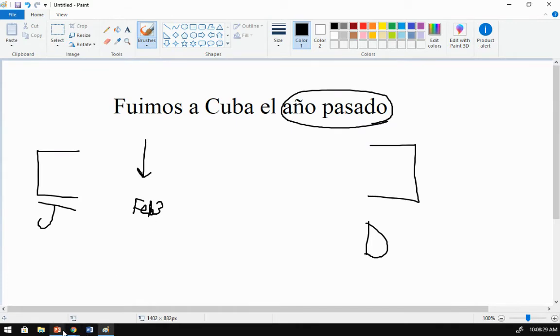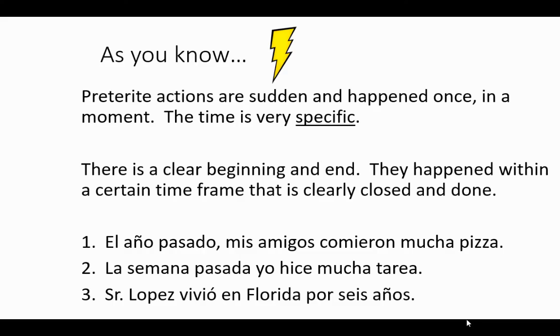Okay, so for examples, we have this. El año pasado, mis amigos comieron mucha pizza. Last year, my friends ate a bunch of pizza. All right, it was a sudden thing. It happened within this year. La semana pasada, yo hice mucha tarea. Last week, I did a bunch of homework. Last week, closed, over, done, stop, start.